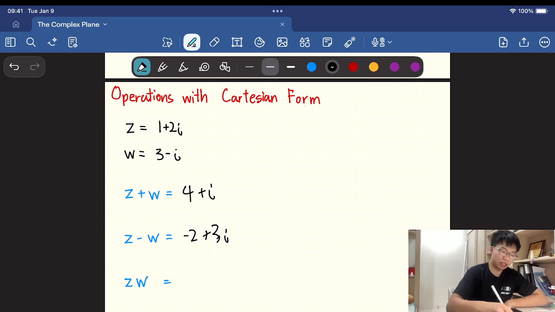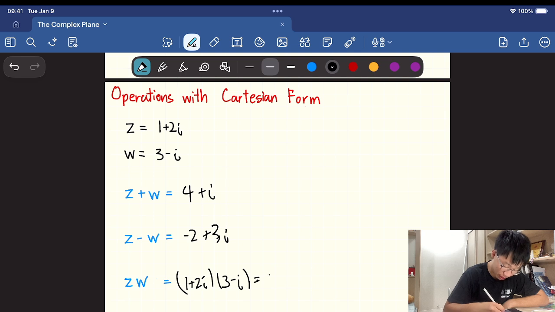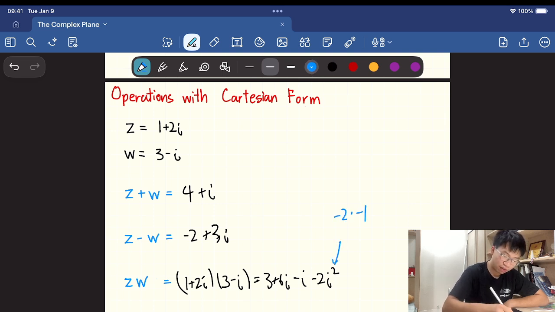And when you're multiplying, you just want to distribute, okay? So 1 plus 2i, pause the video if you want to do these yourself. This will be equal to 3 plus 6i minus i, and so it'll be minus 2i squared. And always remember that i squared is equal to -1, so minus 2i squared is going to be plus 2 actually. So over here, we put the real part and imaginary part together. 3 plus 2 is equal to 5, and 6i minus i is equal to 5i. So 5 plus 5i.